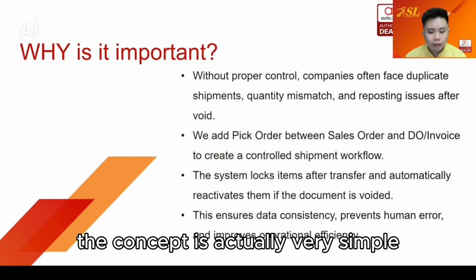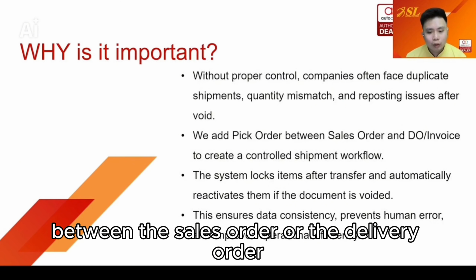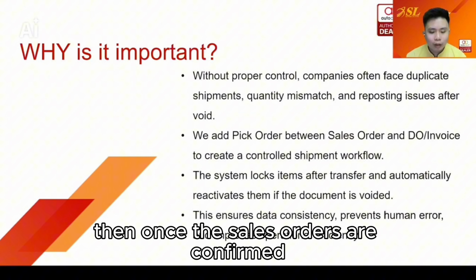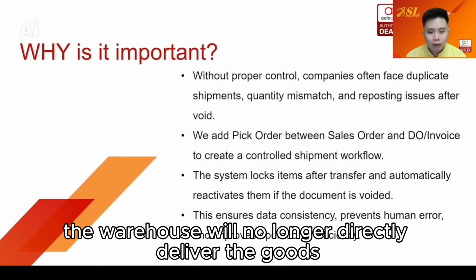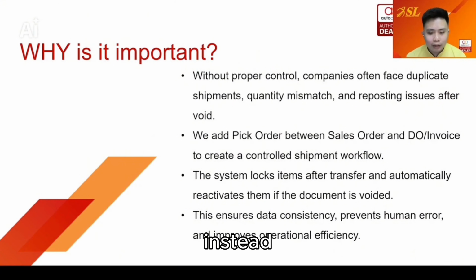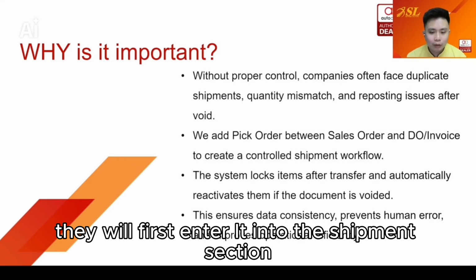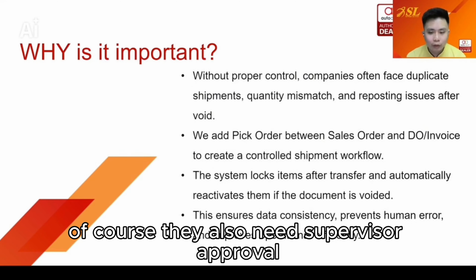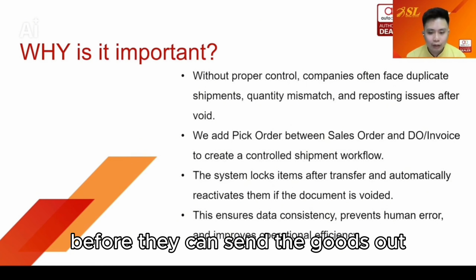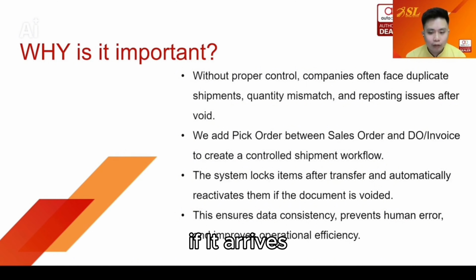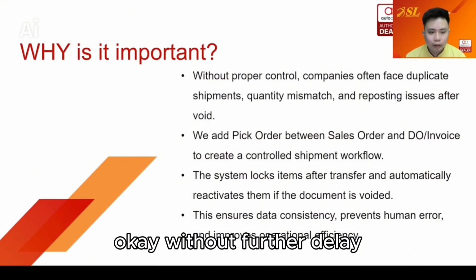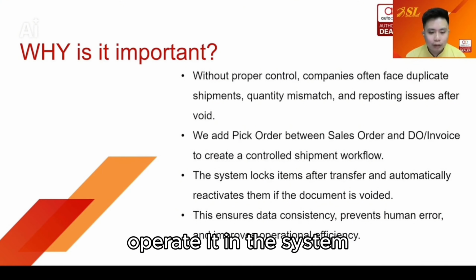The concept is actually very simple. Between the sales order and the delivery order, add a shipment plugin, a shipment function. Once these sales orders are confirmed, the warehouse will no longer directly deliver the goods. Instead, they will first enter it into the shipment section, filling in the lorry name and the departure date. Of course, they also need supervisor approval before they can send the goods out. If it arrives, they can transfer it to the invoice or the delivery order. Both options can be executed. Okay, without further delay, we will now show you how to operate it in the system.